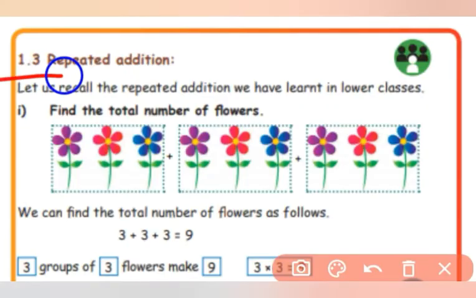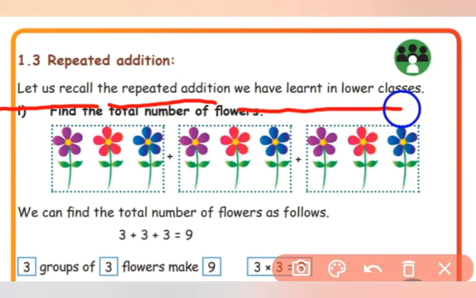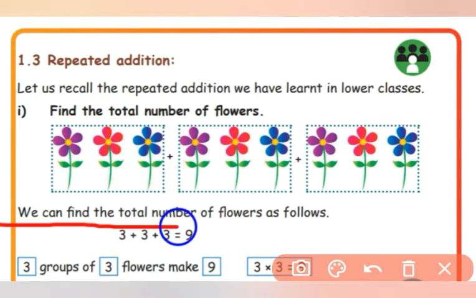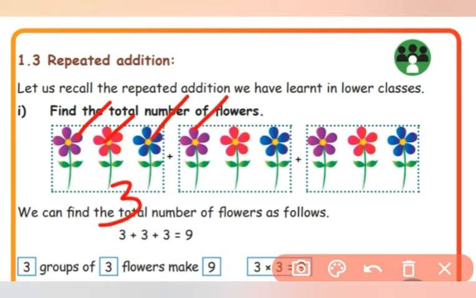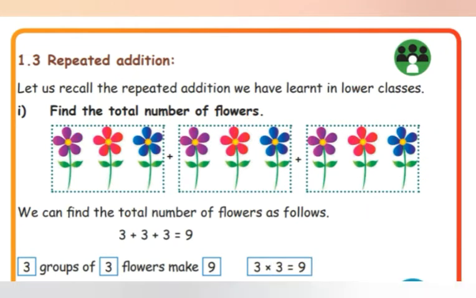Next, repeated addition. Let us recall the repeated addition we have learned in lower classes. Find the total number of flowers. See, we can find the total number of flowers as follows. 3 plus 3 plus 3 is equal to 9. See, 1, 2, 3, 1, 2, 3, 1, 2, 3. 3 plus 3 plus 3 is equal to 9.